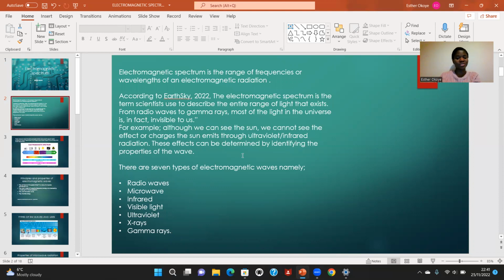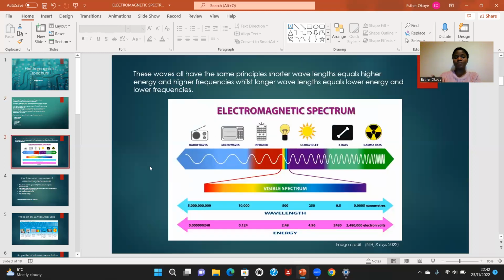These effects can only be determined by identifying the property of that wave. There are seven types of electromagnetic waves. They include radio waves, microwaves, infrared, visible light, ultraviolet, X-rays, and gamma rays. They are lined up by how long their wavelength is, and how short it is, and how high their frequency and energy are.